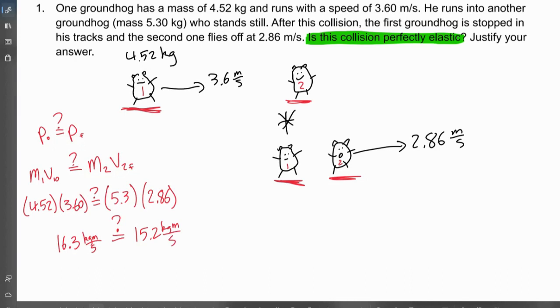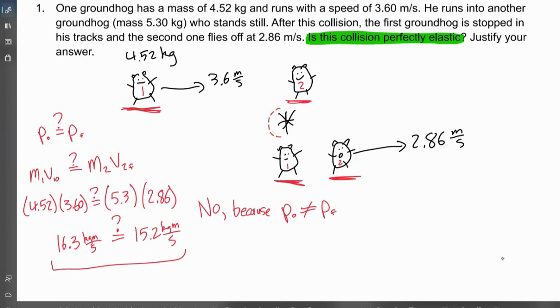Is that true? Is this true? No, it is not. So we might say, no. This is not a perfectly elastic collision because, right, P naught is not equal to P final. Momentum is not conserved. Okay. That's really all this is. That's really all there is to one of these.